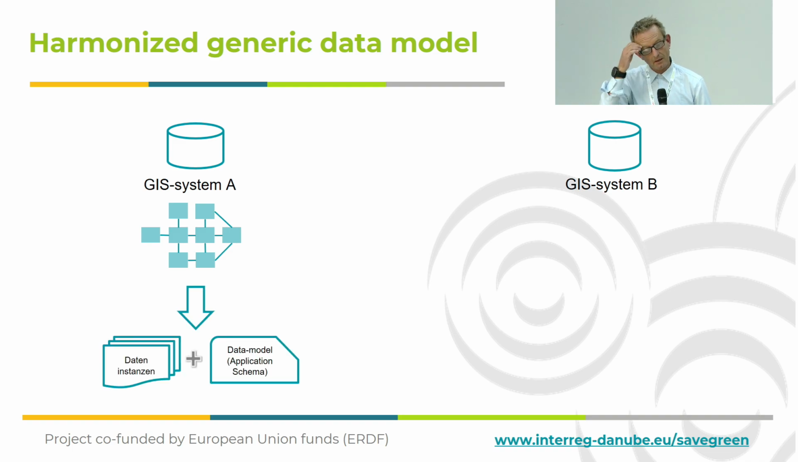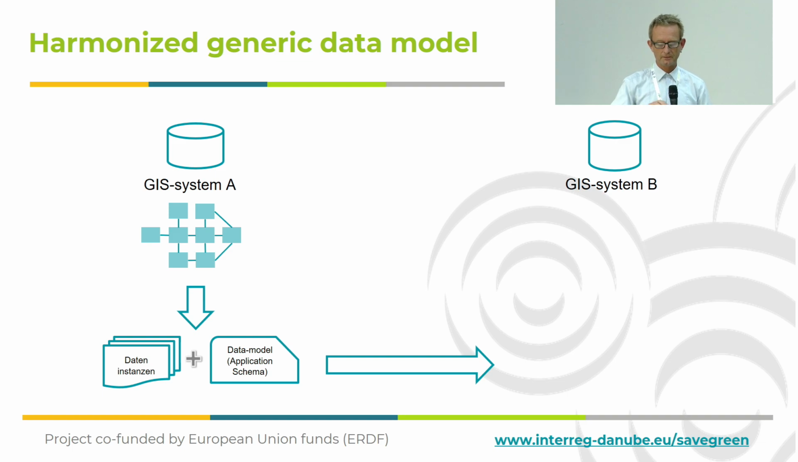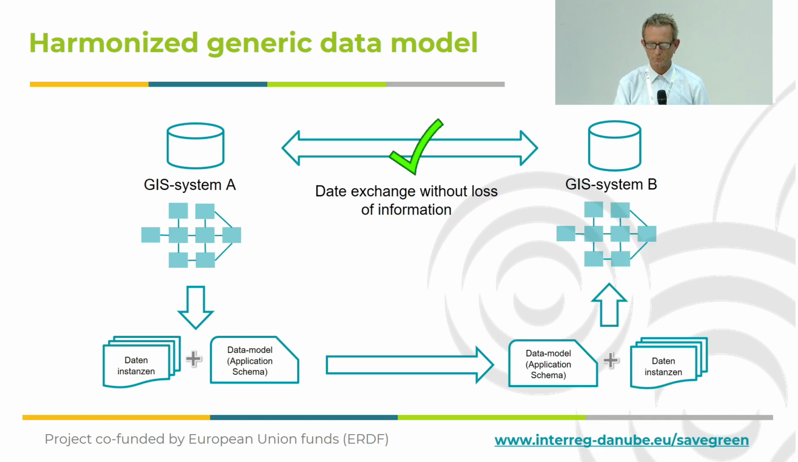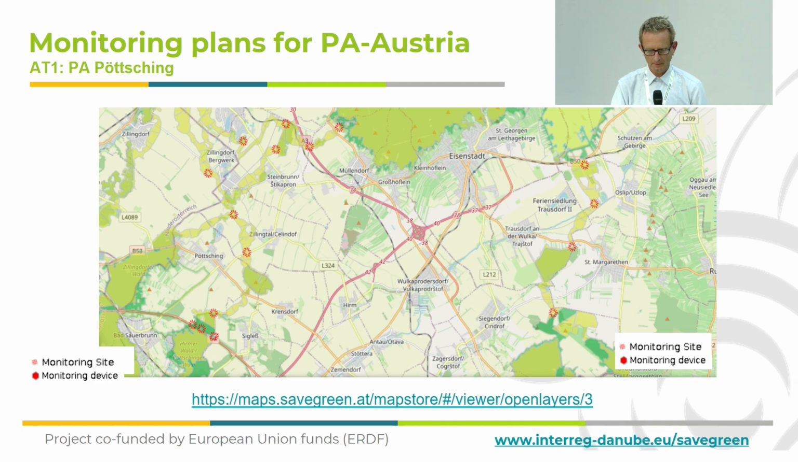So this harmonized generic data model is really great, because you are not only transferring the data set, but you are also transferring the whole database schema. If you do this transfer, you have only to write one line of code, and the whole database can be extracted and imported in the other database without any loss, and you get the whole database schema from one database in the other database.